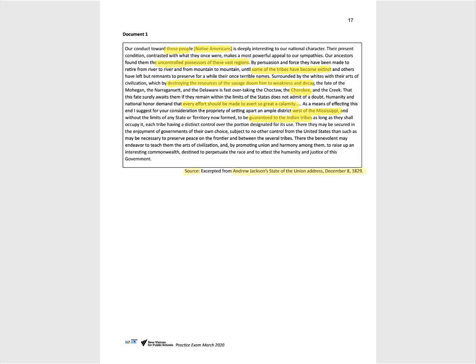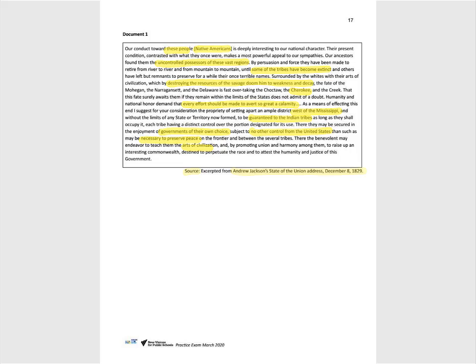its use. There they may be secured in the enjoyment of governments of their own choice, subject to no other control from the United States than such as may be necessary to preserve peace on the frontier and between the several tribes. There the benevolent may endeavor to teach them the arts of civilization, and by promoting union and harmony among them, to raise up an interesting commonwealth, destined to perpetuate the race and to attest the humanity and justice of this government. There's a lot to note here.